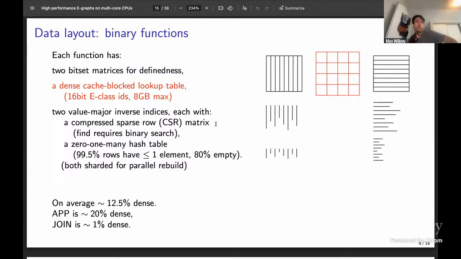Okay, so the key space here is 32 bits. That's right. So that's why it's 8 gigabytes max: 32-bit keys times 2 bytes per value. Wow. And that's dense or somewhat dense? Like how much of that 32-bit key space actually gets filled? On average, they're more than 10% dense.